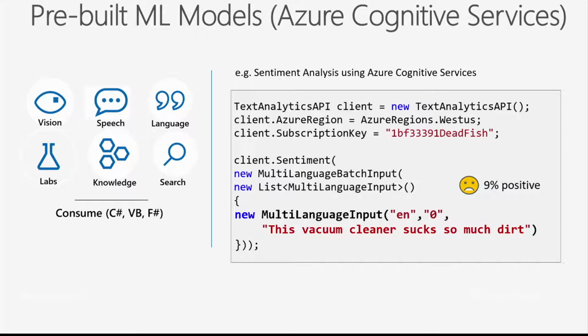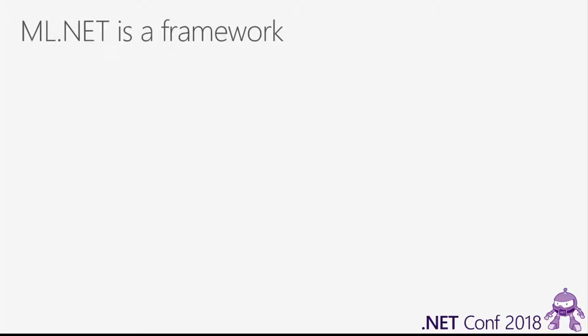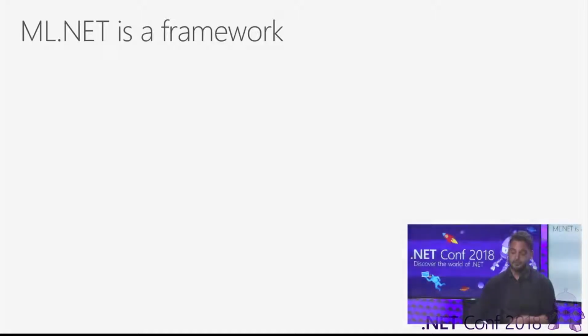Pre-trained ML works well for a good number of scenarios, but in a lot of other scenarios, you do need to build custom ML models where you bring in your own data, you train with your data, you have your own algorithms, and then you run and deploy these models in production. And that's really what ML.NET is about. ML.NET is a framework for building your own custom ML models.